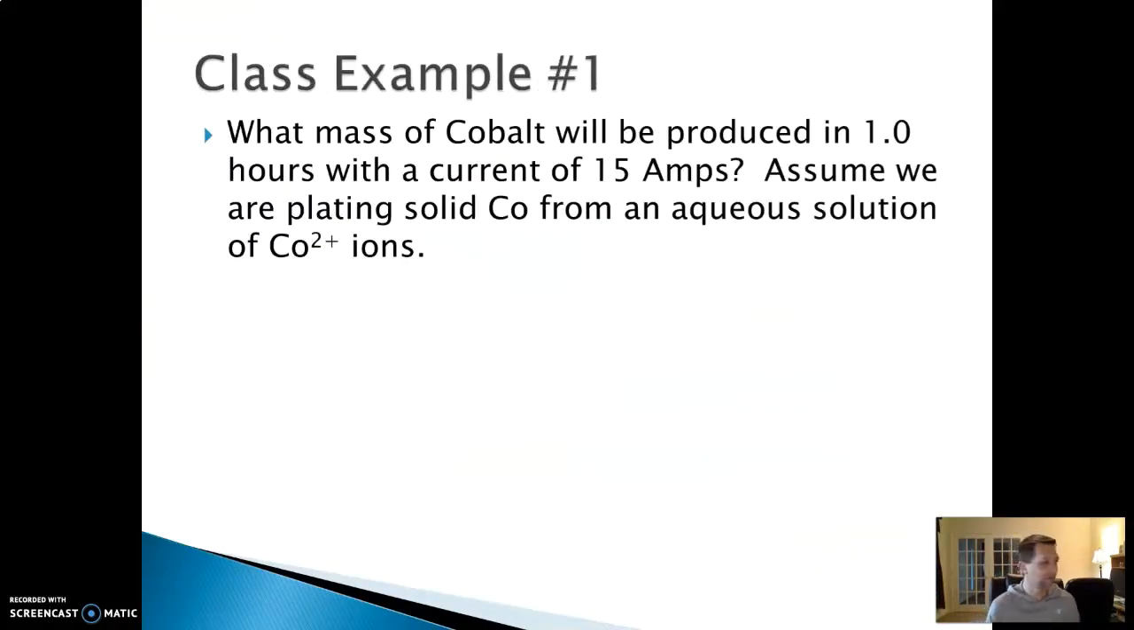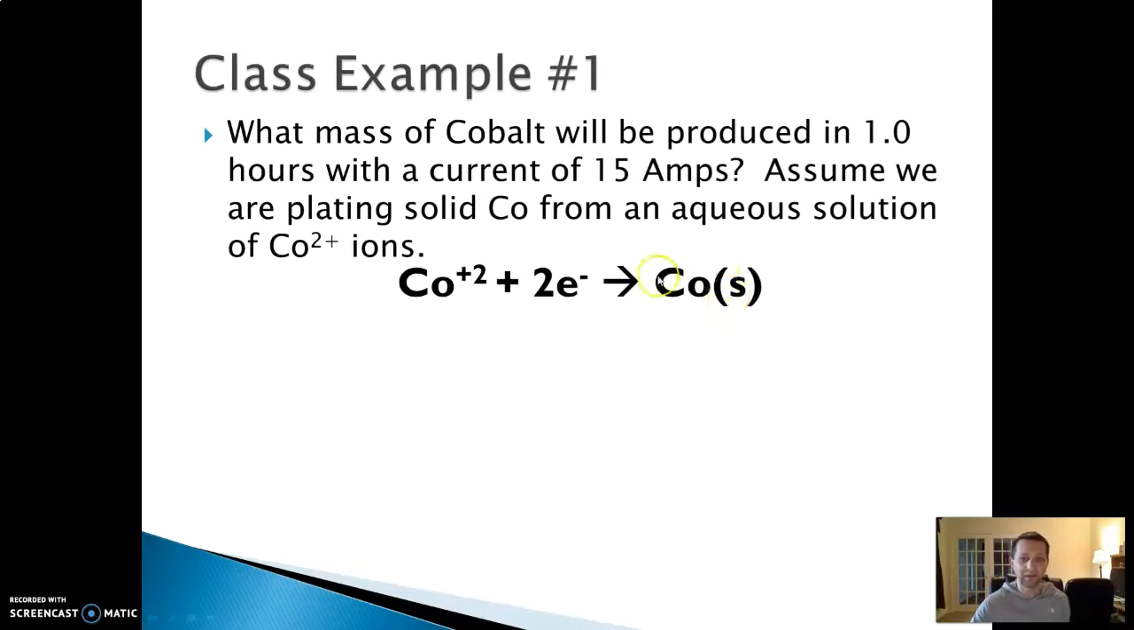Okay, example number 1. What mass of cobalt will be produced in 1 hour with a current of 15 amps? And we want to assume that we're plating solid cobalt from an aqueous solution of cobalt ions. So first thing we have to do is write our redox equation for this.